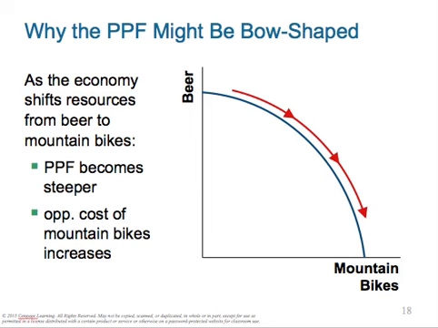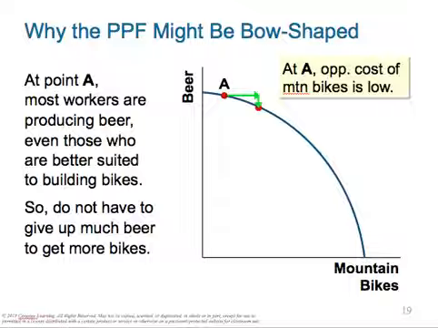The production possibilities curve, or frontier I should say, becomes steeper. The opportunity cost of mountain bikes increases. So as you produce more beer, the opportunity cost of producing bikes is actually a little more steep. And we're going to cover the bow shape a little bit more moving forward.